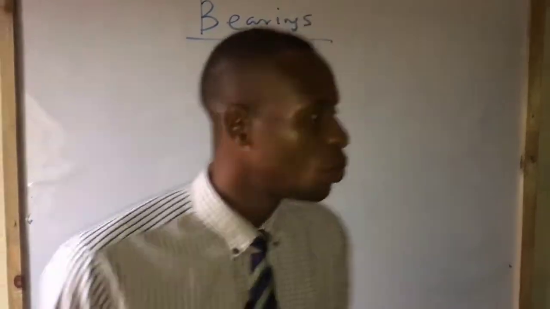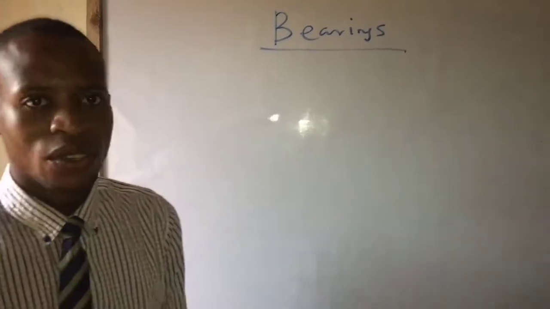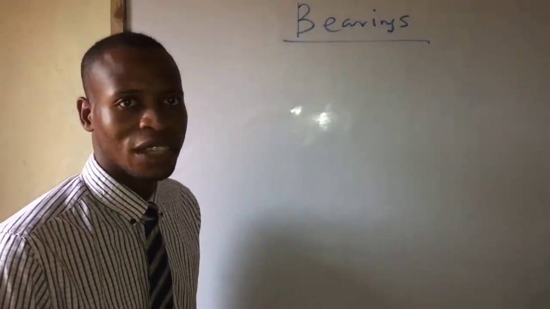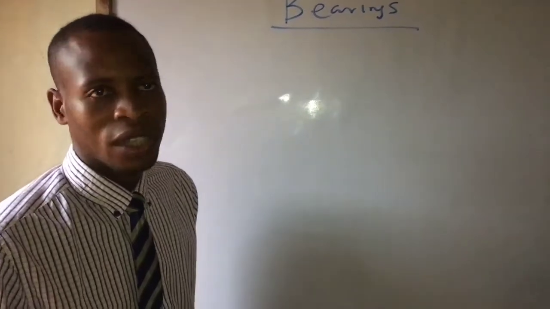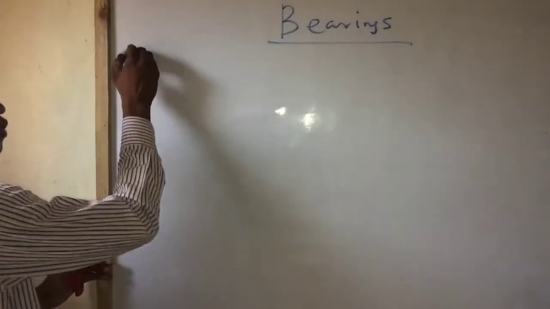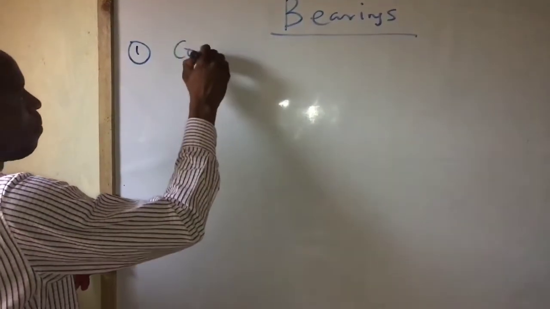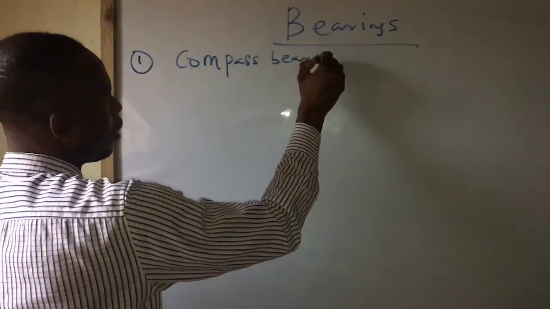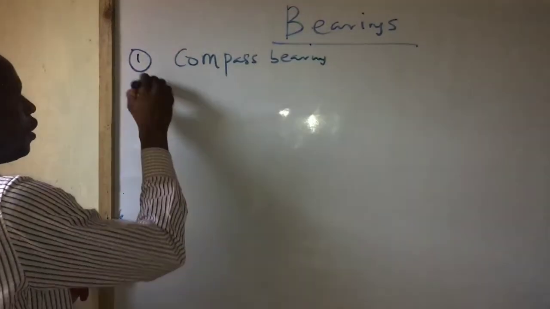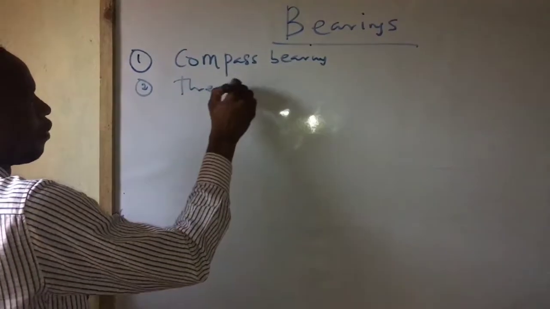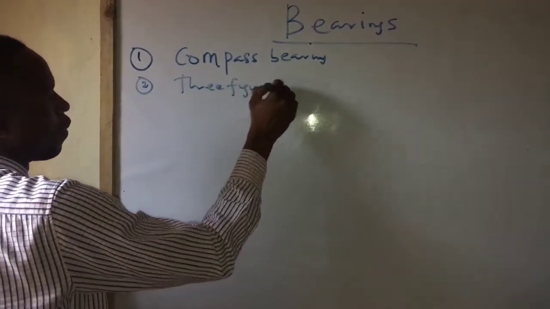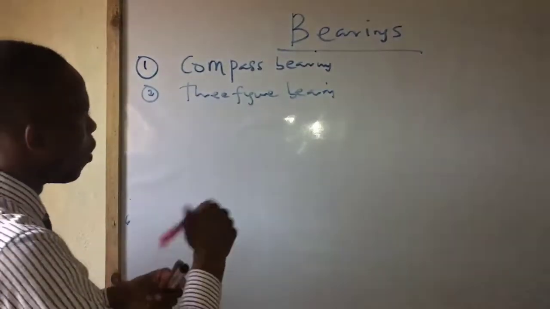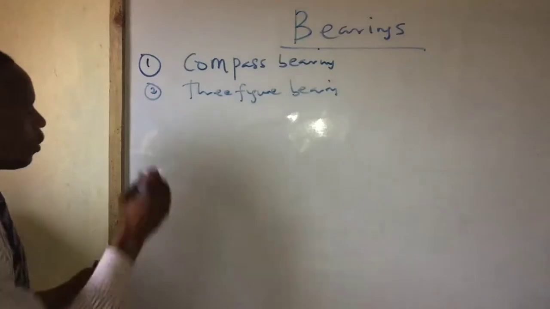Today's class is going to be based on bearings. What is bearing? Bearing is the point measured on the earth surface based on some principles. There are two types of bearing. We have the compass bearing and we have the three figure bearing. Now, let's start with compass bearing.